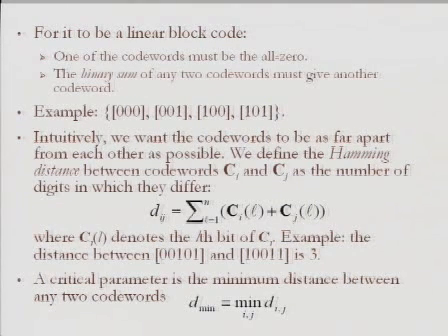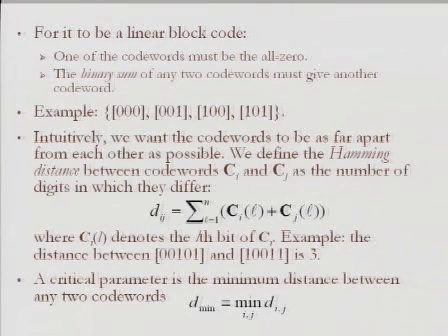So here's an example of a very simple code, which has 4 code words. So k is equal to 2, right? We have 2 to the 2, which is equal to 4 code words. And the code words have 3 coded bits, so n is equal to 3. So this is a 3,2 code. And it's linear because it has the all zeros, and if you add up any 2 of these, you're going to get one of the other ones.